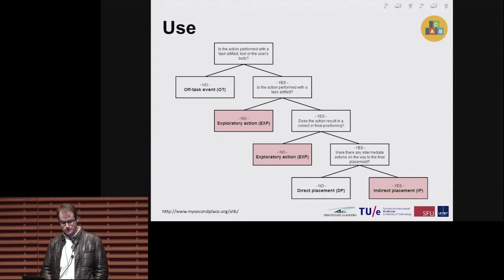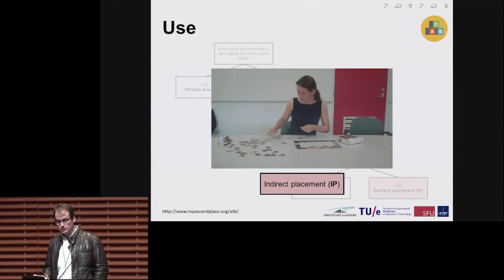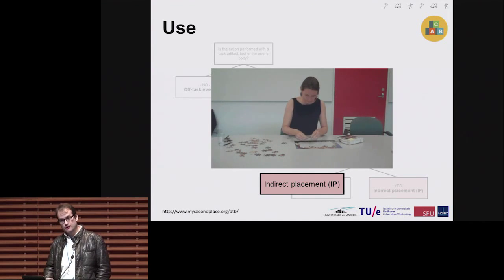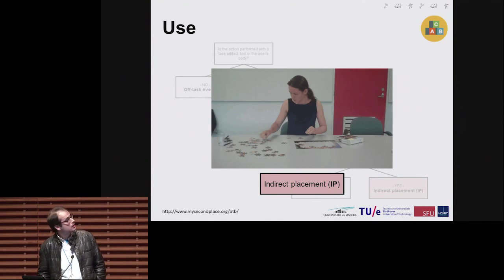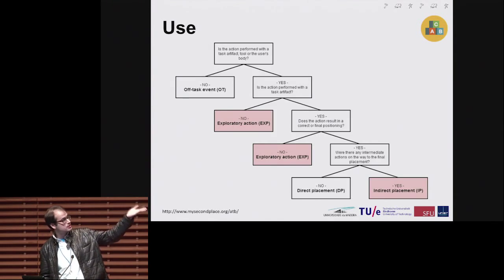At TEI 2 years ago, in which every action is classified as either a direct placement, when the user uses a task artifact and moves it directly to its final and correct position. So very similar to what a pragmatic action would be. Here you see a user picking a puzzle piece and just moving it to its correct position with no actions in between. We can also classify actions as indirect placements, which are very similar, but on the way to its final positioning, there's some sort of action that occurs.